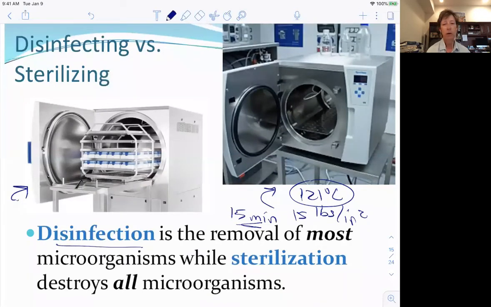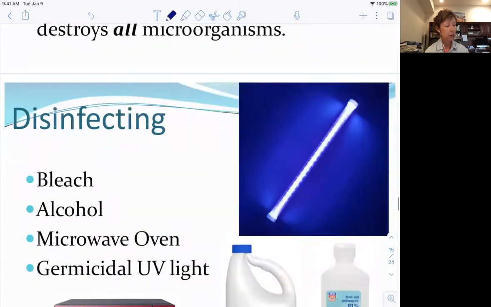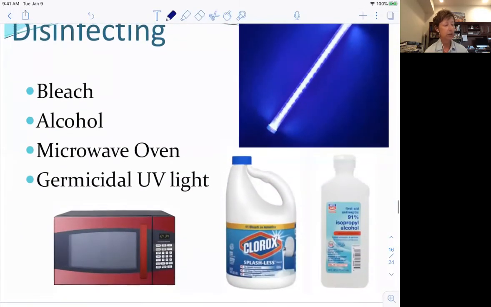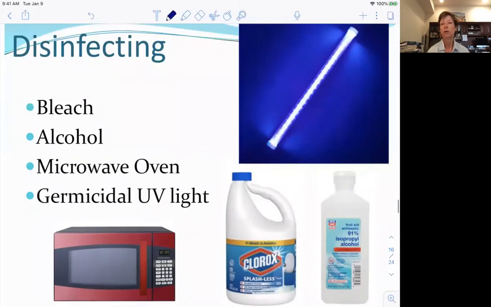Disinfection, though, is kind of just our routine cleaning, and that gets rid of most organisms. So we could disinfect with a bleach solution or alcohol. I mean, you could certainly kill bacteria that way, but to be sure that everything's killed, you've got to use the autoclave. UV light's good for surfaces, even microwaving, but again, it's limited, and you can't count on actually sterilizing.